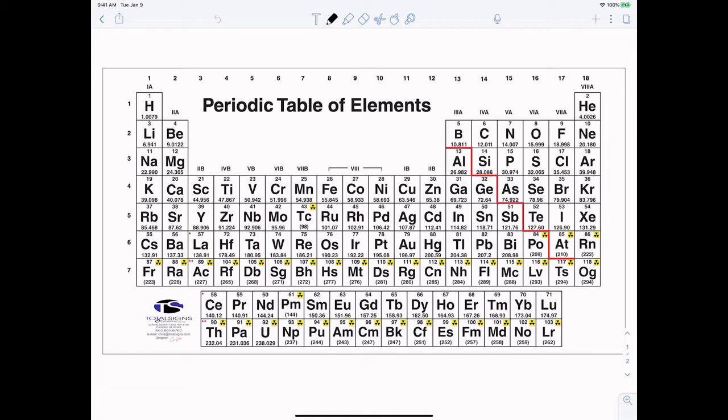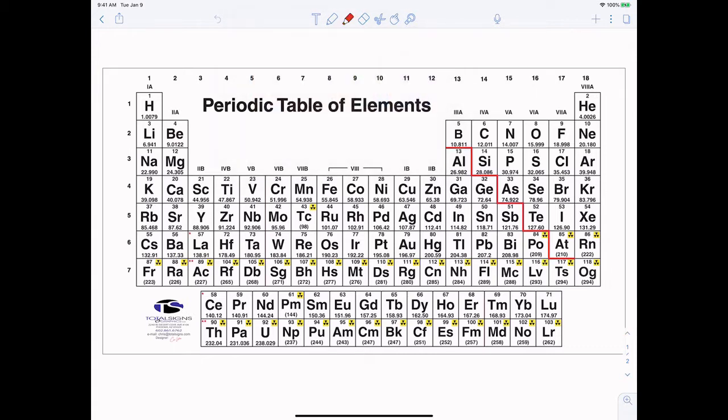So what I want to do in this section is just go through and talk about the different sections of the periodic table. And I do want you to be familiar. So if I say, give me an example of a metal, you need to know where the metals are. If I say, give me an example of a transition metal, I want you to know where the transition metals are. So I'm just going to start dividing stuff out here.